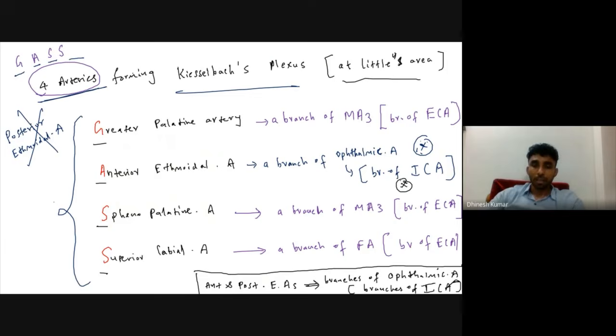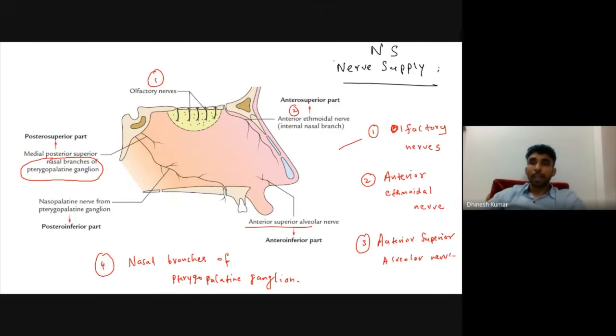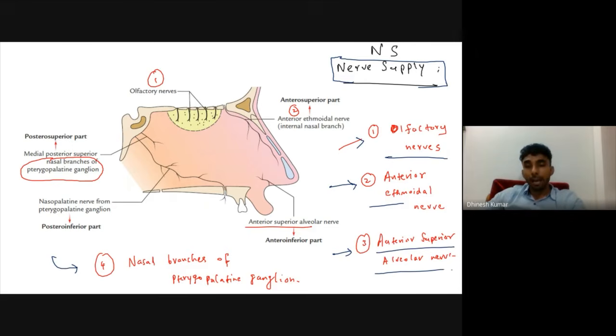Now coming to the next topic of the nasal septum, that is nerve supply of the nasal septum. Just to remember the names of the 4 nerves supplying the nasal septum: olfactory nerves, anterior ethmoidal nerve, anterior superior alveolar nerve, and nasal branches of the pterygopalatine ganglion. These are the 4 nerves supplying the different parts of the nasal septum.